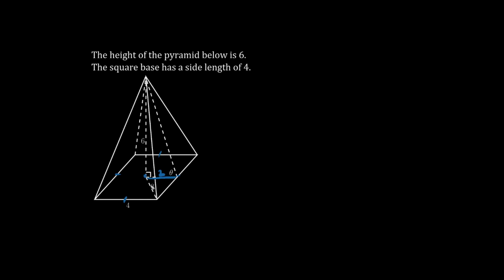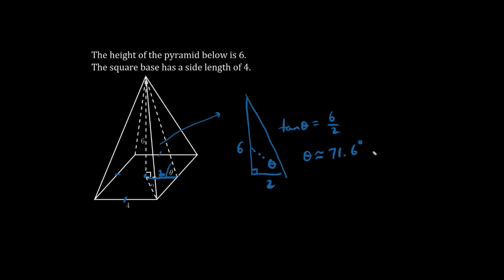Let's find theta and then angle alpha. So first, let's begin with this triangle over here. We can redraw it on the side. We have 6, 2, and theta. We're interested in opposite and adjacent. So we have tan theta equals 6 over 2. Hitting tan inverse, we get around 71.6 degrees. Now let's focus on solving angle alpha.